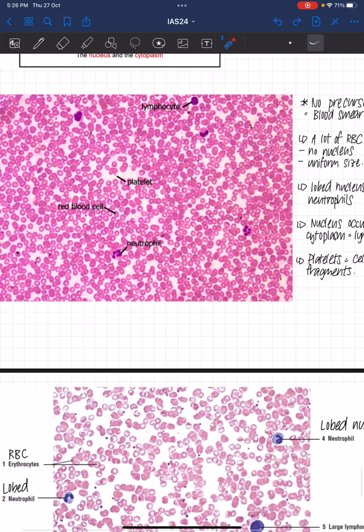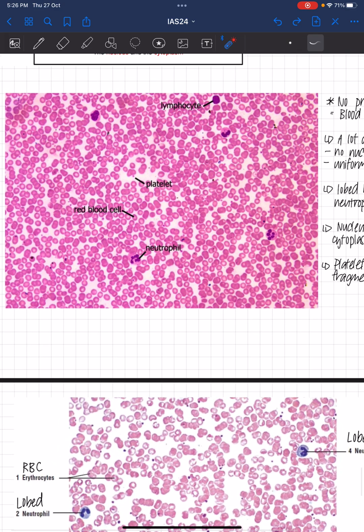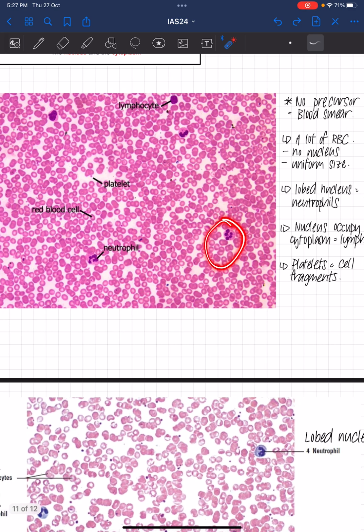So here we can tell that this is a lymphocyte because it has a humongous 95% nucleus. Here, these are platelets because they're cell fragments. These are red blood cells. A lot of these are red blood cells. A neutrophil because it's multilobed. You see these purple bits, multilobed. This is also a neutrophil.